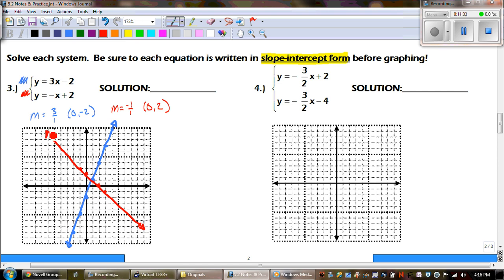And then where do they intersect? Yeah, they intersect right there, which is the point (1, 1).